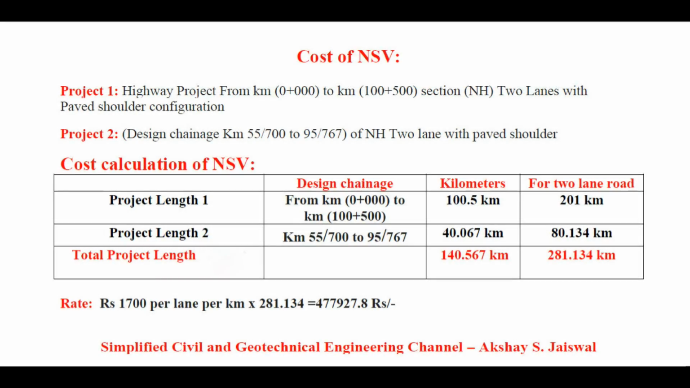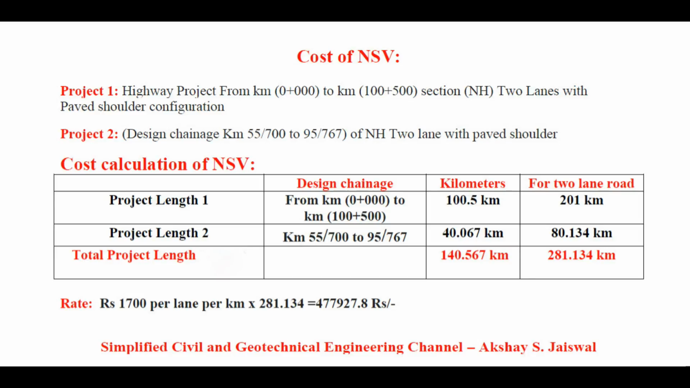Now we will discuss how the cost of NSV is decided. Here we have two projects whose design changes are available. These are national highways with 2 lanes and paved shoulder configuration. Now let's go to the table where we will find cost calculation of NSV. For project 1, design chainage is available, and from this design chainage we can find out kilometers. First project length is 100.5 kilometer. For the second project, chainage is also available. From this chainage we can calculate kilometers, and second project length is 40.067 kilometer.